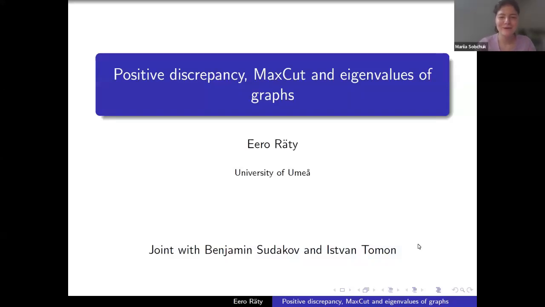Today, Eero Räty is going to talk about positive discrepancy, maximum cut, and eigenvalues of graphs. Thank you for the opportunity to speak at your seminar. This is joint work with Sudakov from ETH and István Tomon, who's also here in Umeå.